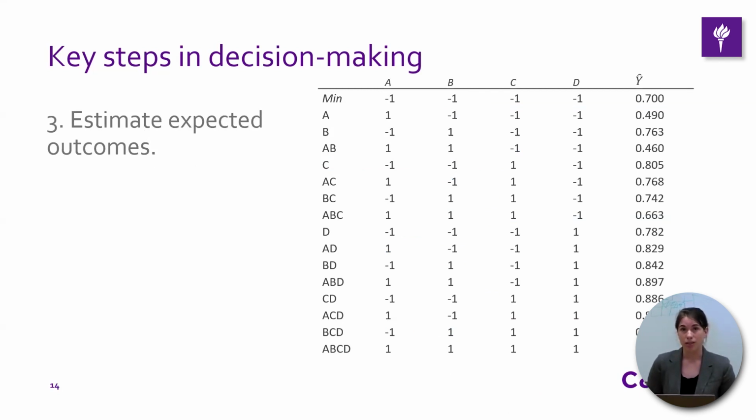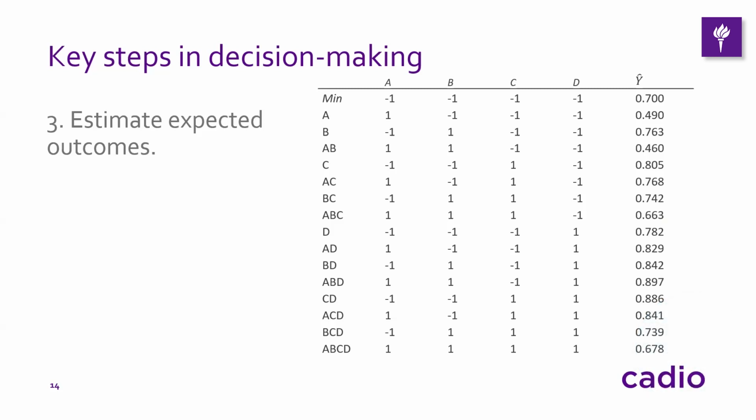These are now presented in terms of the different possible versions of the intervention. The minimal version, where everything is set to the lower level, to the full, complete version, where everything is set to the higher level. Again, this is an outcome where higher is better, so higher, larger y hat is implying a better performance.